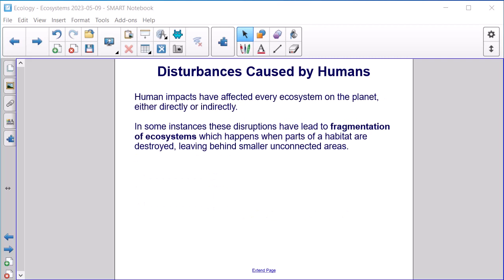Human impacts have affected every ecosystem on the planet, either directly or indirectly. In some instances, these disruptions have led to fragmentation of ecosystems, which happens when parts of a habitat are destroyed, leaving behind smaller, unconnected areas.